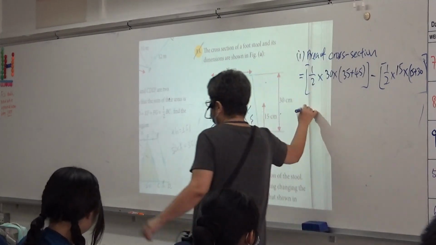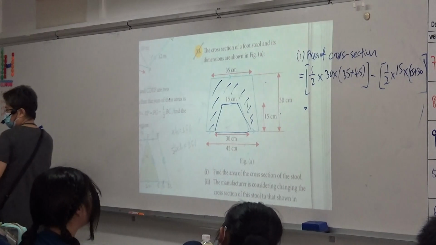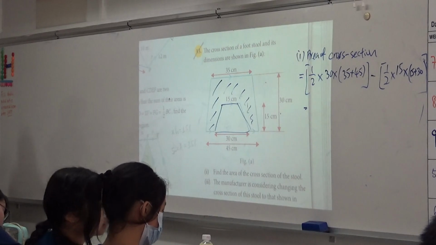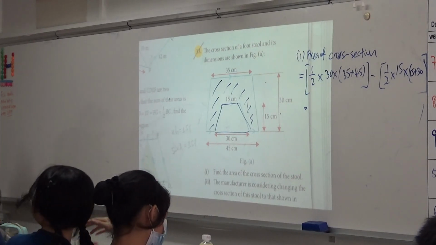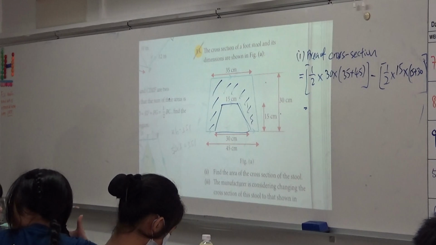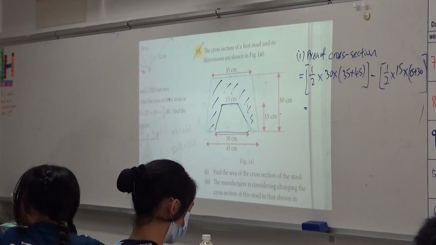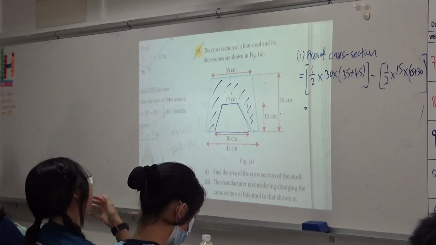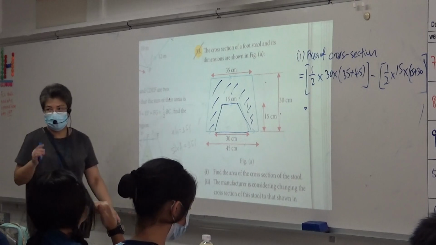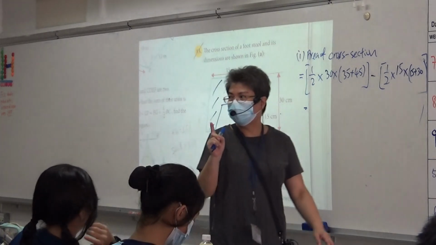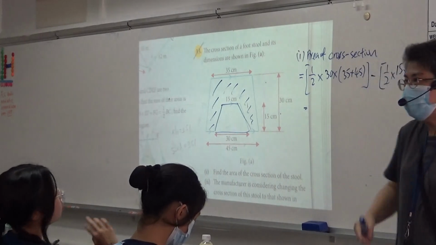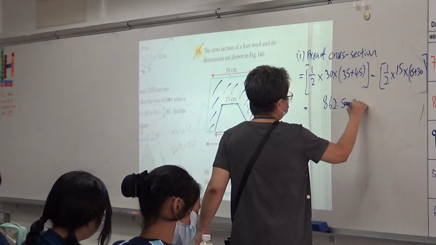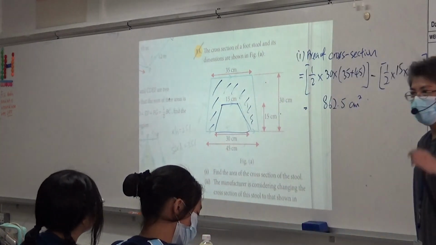Okay. All of you can straight away key the calculator and get the answer. You don't have to show me step by step, but you must show me the essential step. This is the essential step. So what is the area of the cross section? All of you are supposed to take this down in the notebook. Don't wait. 862 what? 862.5 cm squared, right? Okay.